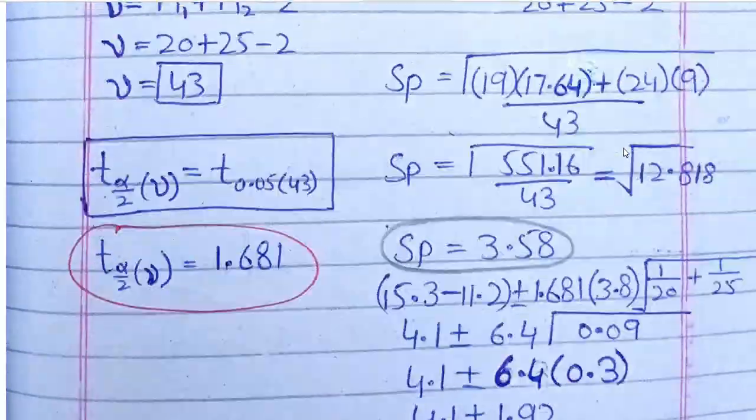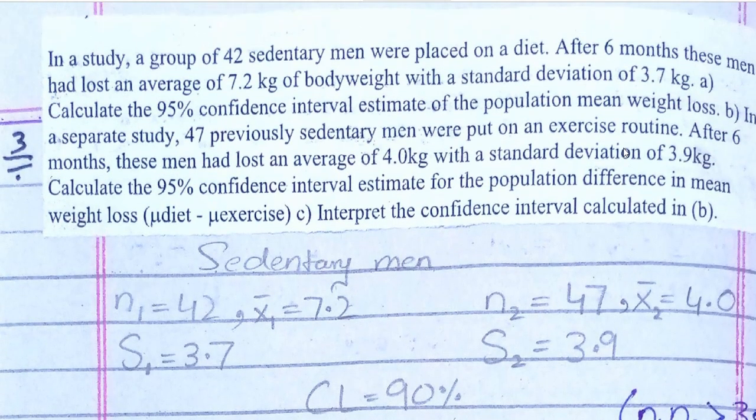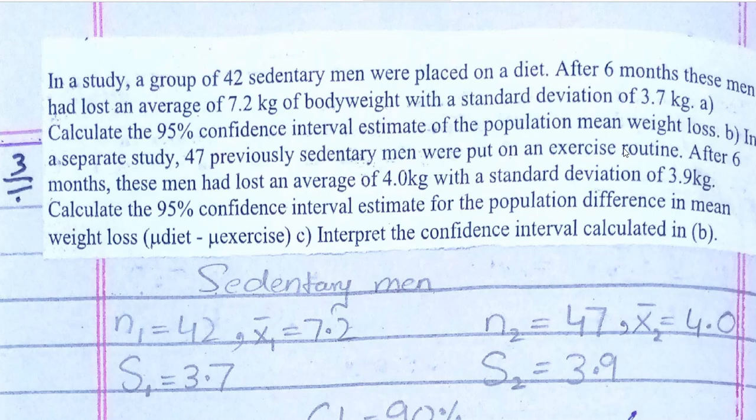Now the second question is about the fifth condition. In this group, we have 42 sedentary men placed on a diet. After 6 months, these men had lost an average of 7.2 kg of body weight with a standard deviation of 3.7. Here 42 is n1, 7.2 is x1 bar, and this is the sample standard deviation, but it will be capital S because n1 is 42, which is greater than 30. Calculate a 95% confidence interval estimate for the population mean weight loss.